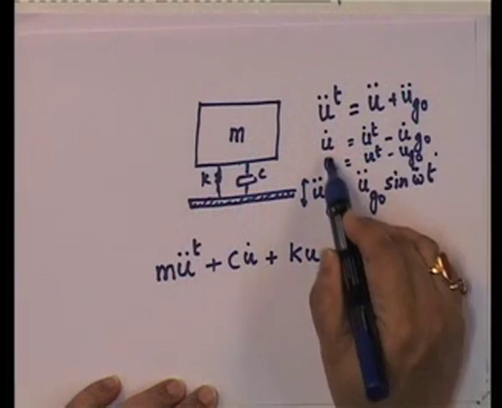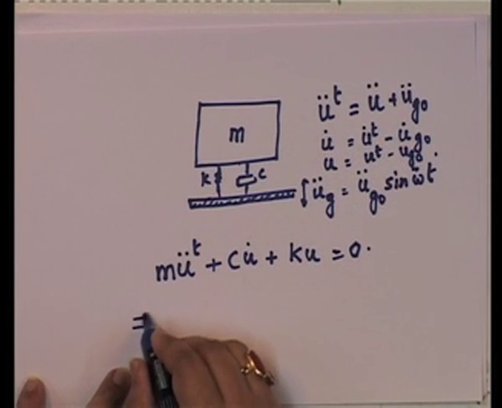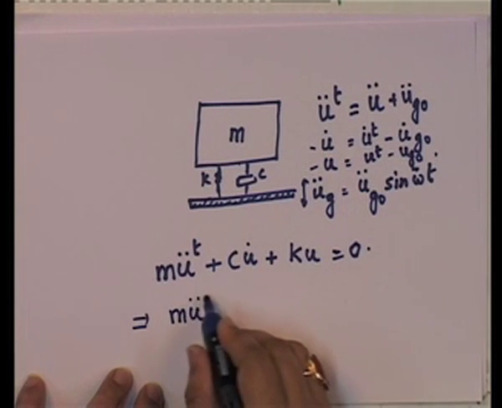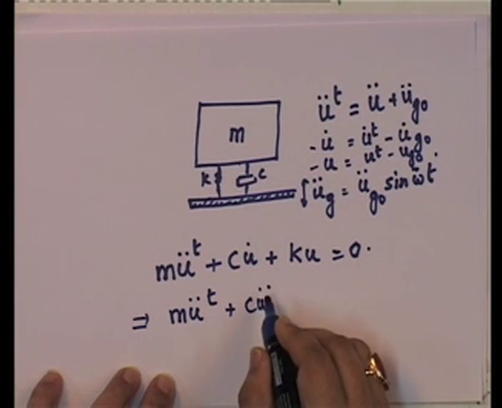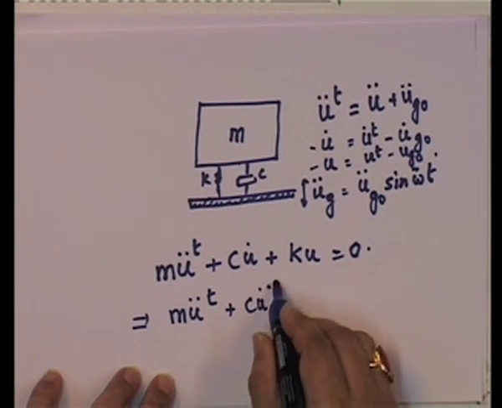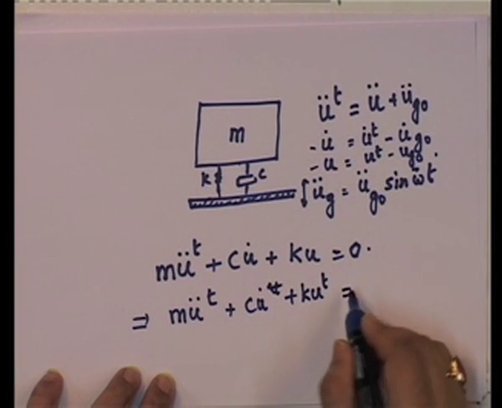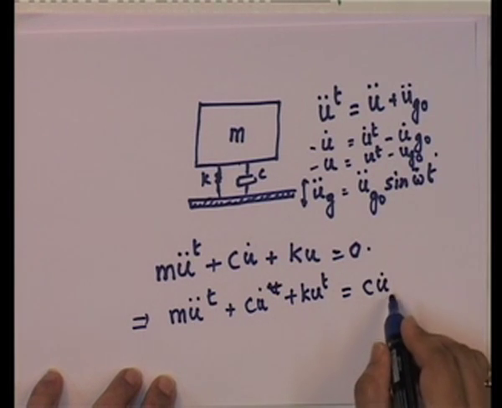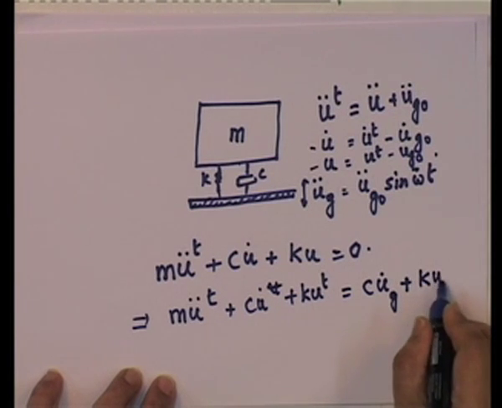Okay. So, if we write it in terms of relative, and put in that u of t is equal to this into this, substituting this and this in here, what we get is m u double dot plus c u dot total plus k u total is equal to c u dot g plus k u g.